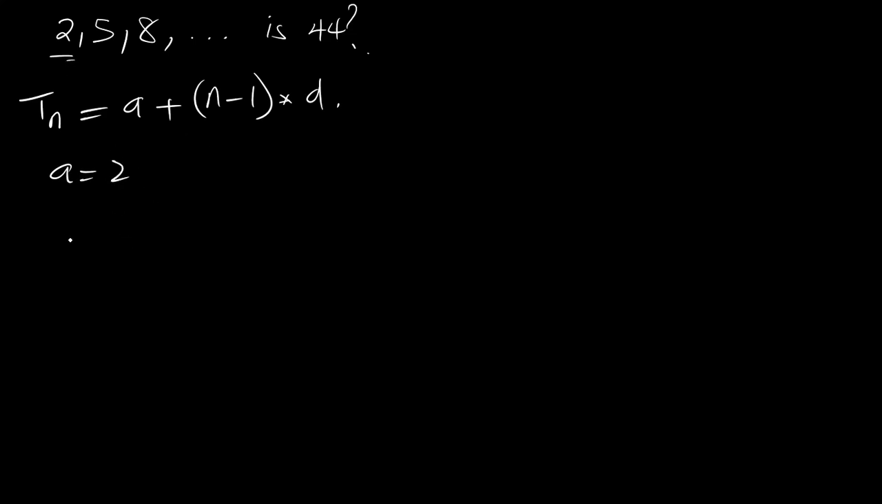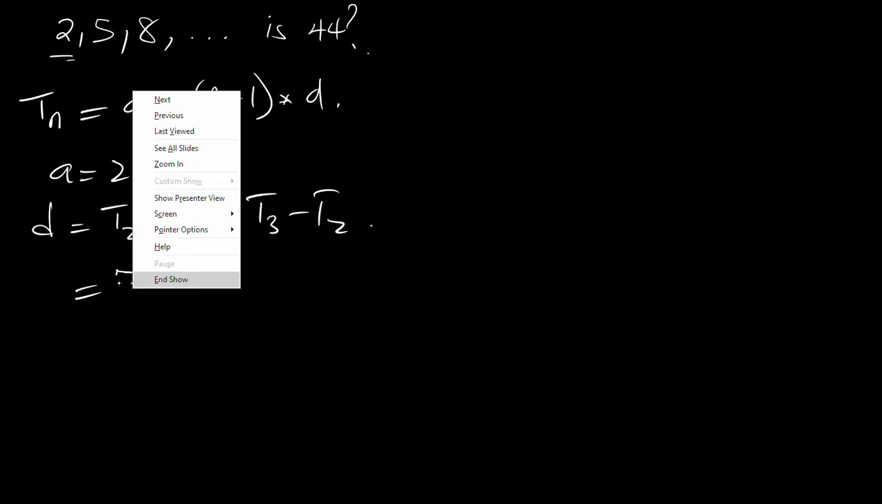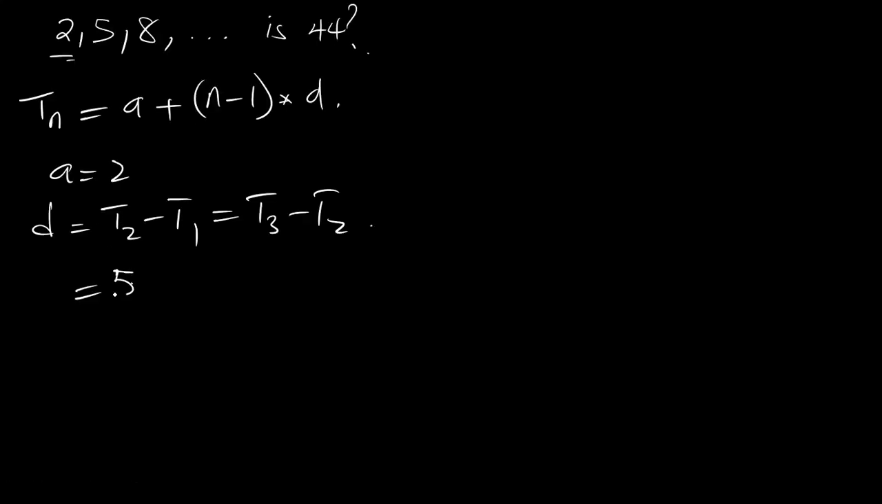Then now let's look for d. Since this is an arithmetic progression, d is equal to the second term minus the first term, or the third term minus the second term. The second term is 5, so 5 minus 2 is 3. The third term is 8 minus 5, which is also 3. So the common difference is 3.